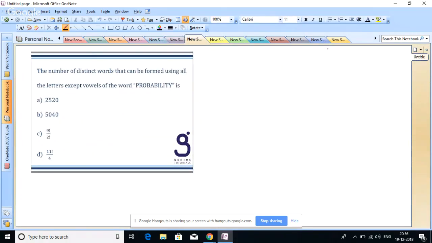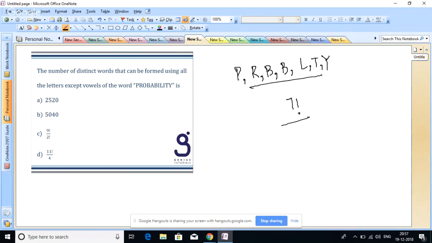Now in this question we have to find the number of distinct words that can be formed using all the letters except vowels. Except vowels, how many letters are there? P, R, B, B, L, T, and Y. So we have to find how many words can be formed using all letters of this word. Now there are 7 letters here, and 2 are identical. So the total number of words will be 2520.